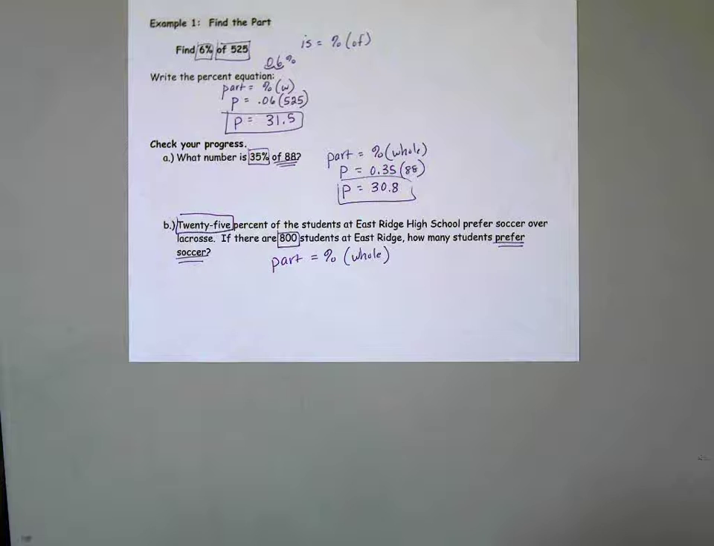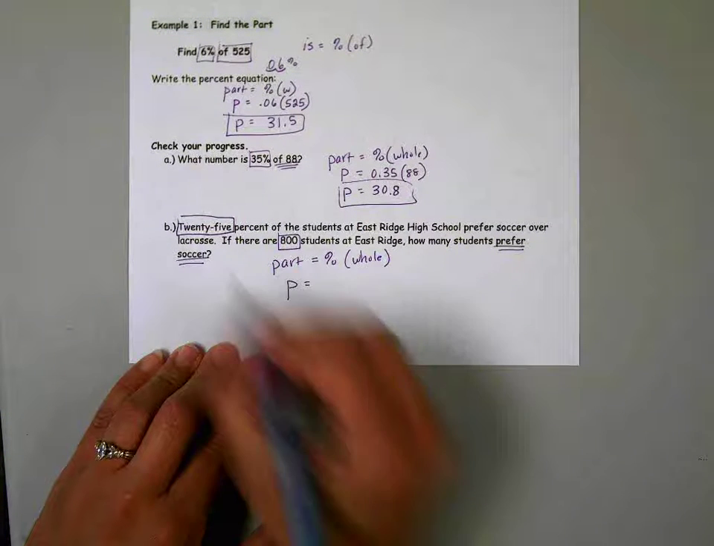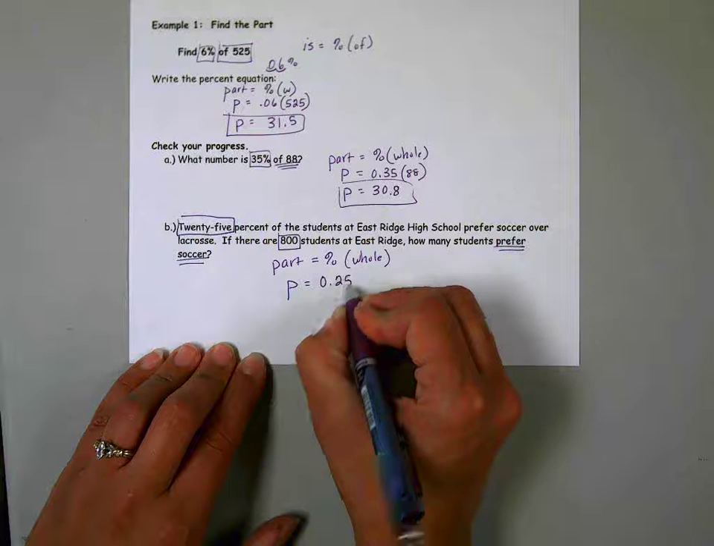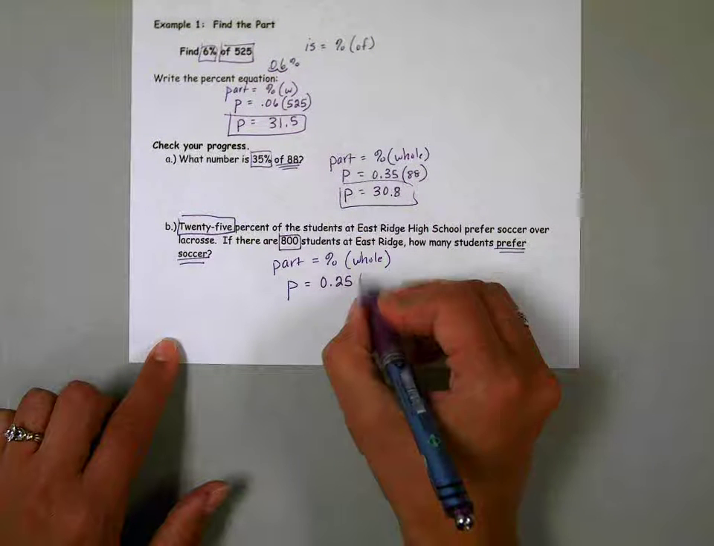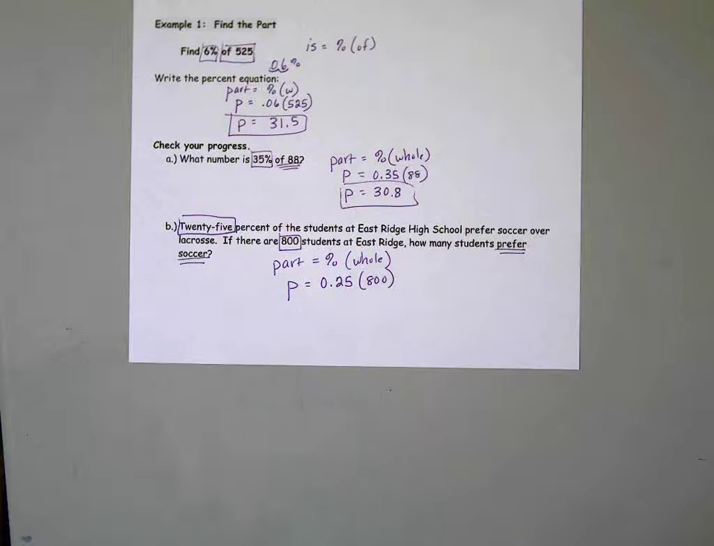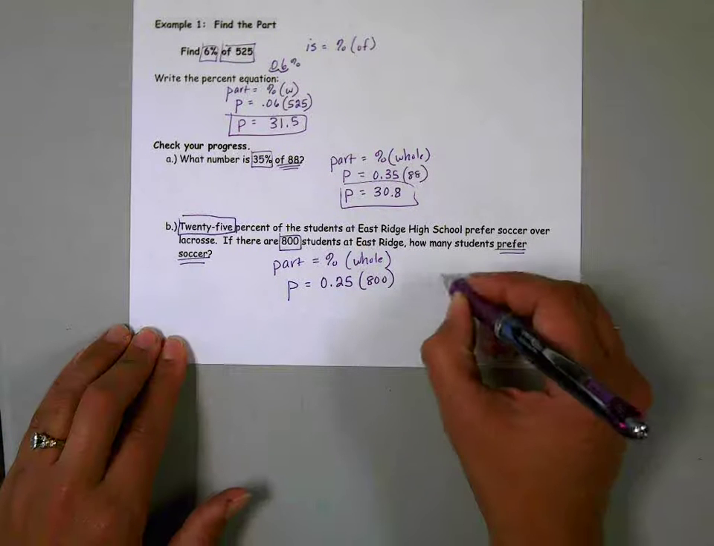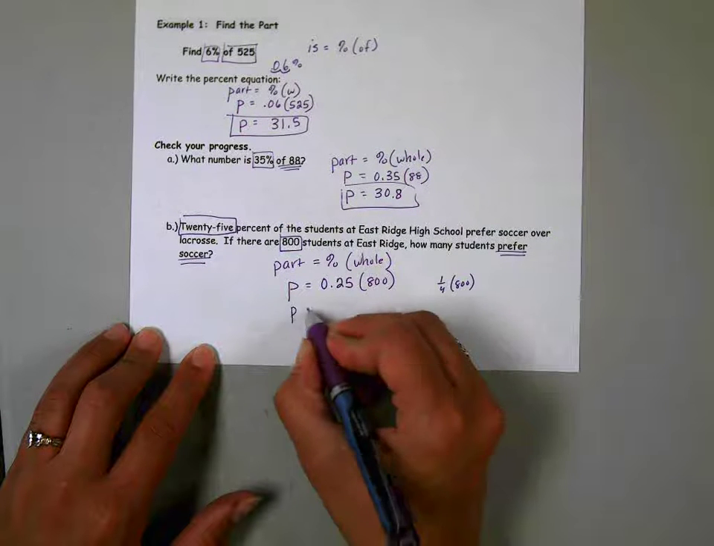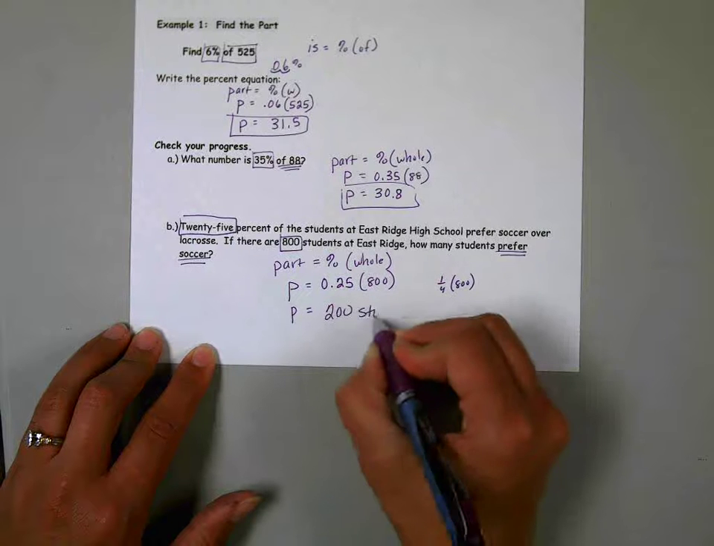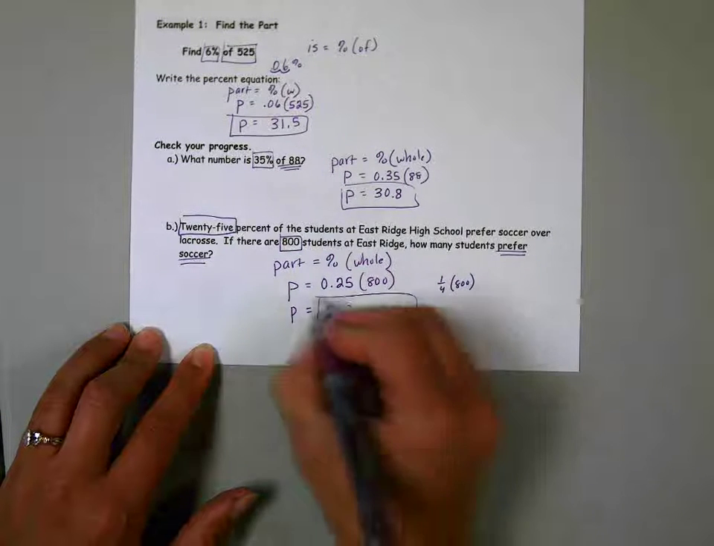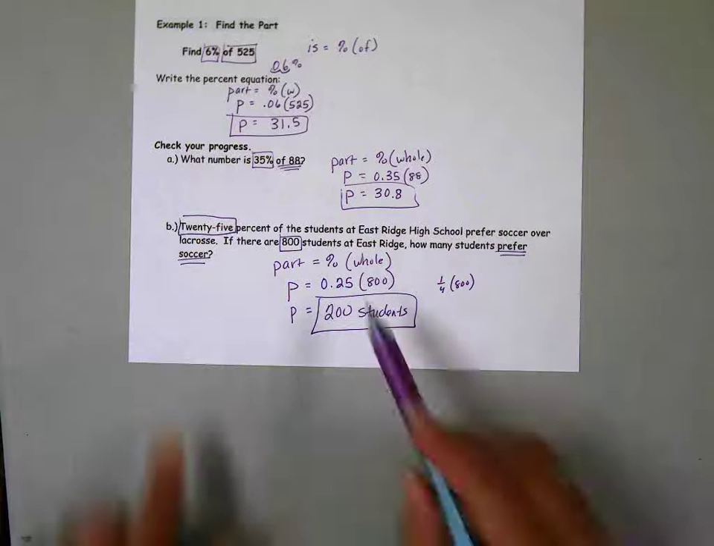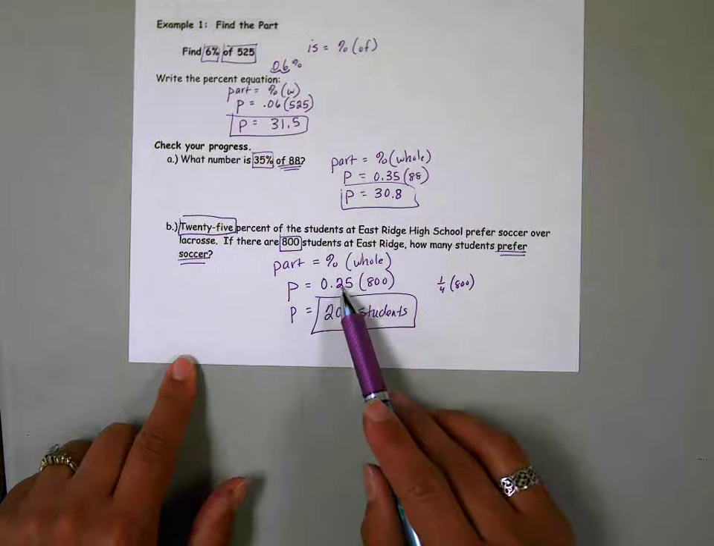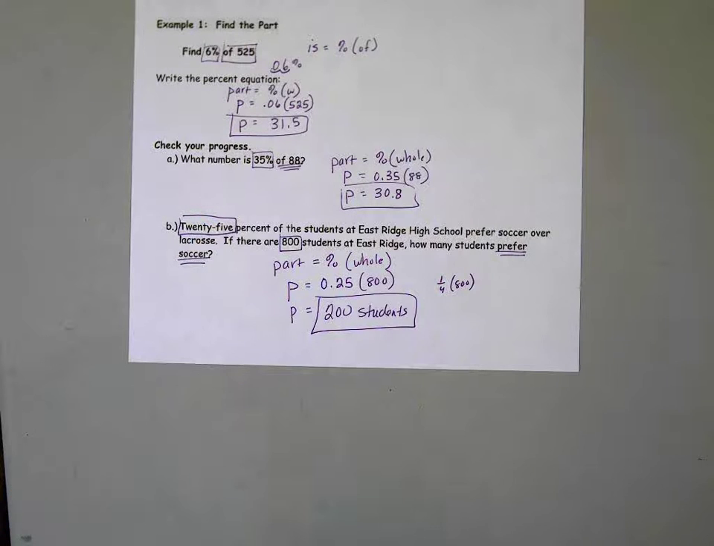So that's our part. So part equals, our percent is 25, so we've got to write that as a decimal, which is 25 hundredths, times 800. And 25 hundredths times 800, you could also say a fourth of 800, so we could look at it as 1/4 of 800. That's like dividing by 4. That would be 200 students that prefer soccer. And feel free, when you know the fraction equivalent, sometimes it is easier to multiply by a fraction.